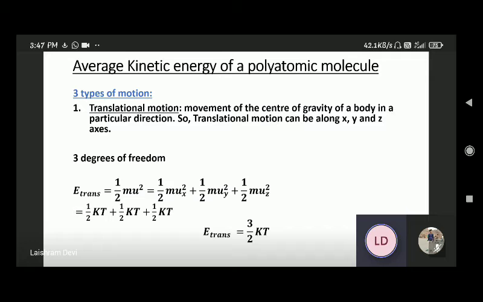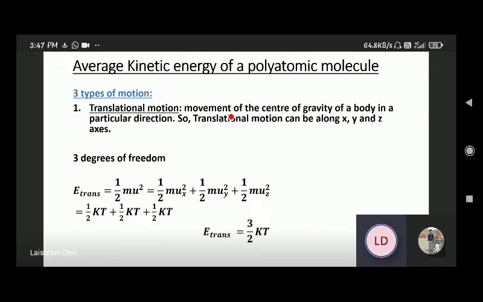ठीक है, so 3 types of motion के अंदर the first one is the translational motion. ठीक है, I told you in the beginning also that translational motion is just a movement of the center of gravity of the body in a particular direction. So when I mention in a particular direction, it may be either in the x-axis, y-axis or z-axis.